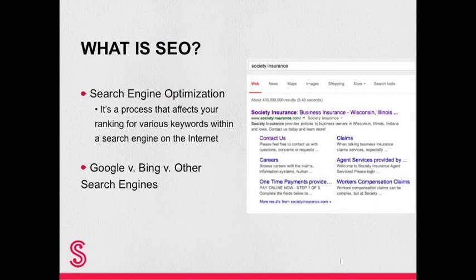SEO is search engine optimization. It means where your website falls when someone searches for you on the internet, whether it's your brand name, your restaurant name, your company name, or some keywords like local restaurant or best place to find food in a city. It's a process that affects your ranking, and we're going to talk through some of the various best practices today on how to affect and impact and grow your SEO practices.